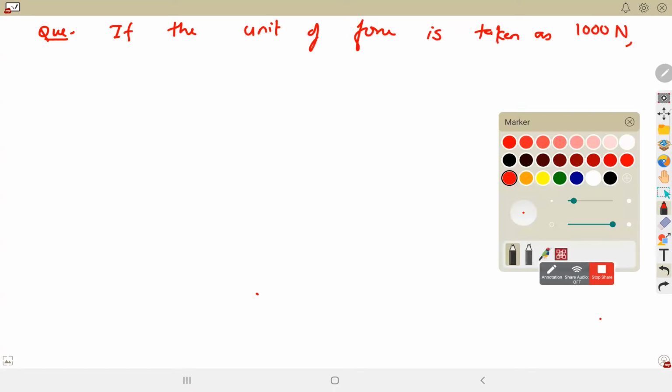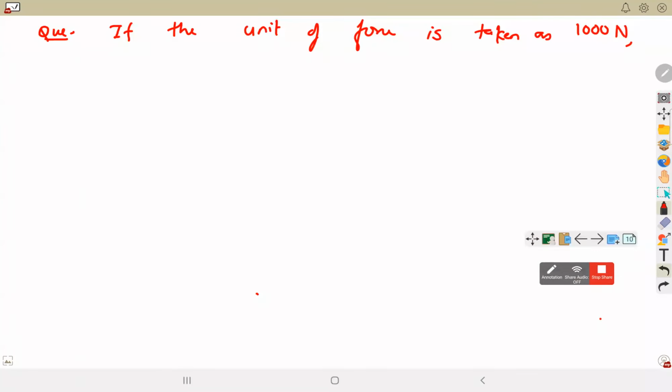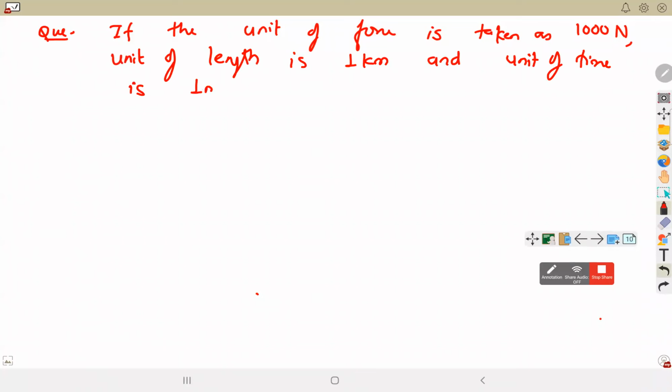that 1 unit force has been applied, and the unit of length is 1 kilometer, and the unit of time is 1 minute. Find the unit of mass in this new system.